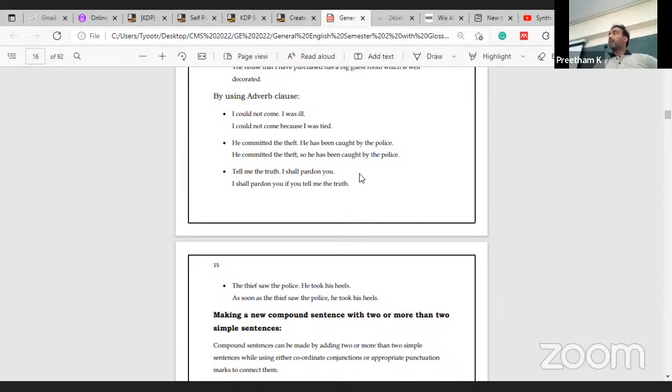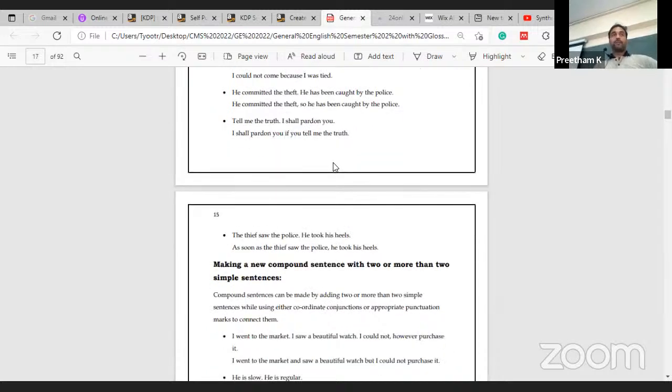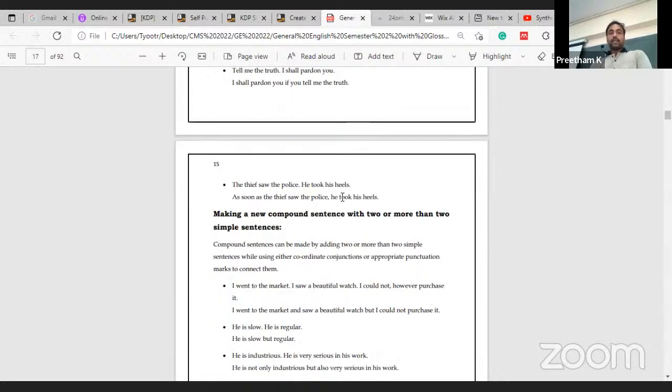Tell me the truth, I shall pardon you. I shall pardon you if you tell me the truth. The thief saw the police, he took his heels. Again, idiom, he took his heels means he ran away. As soon as the thief saw the police, he took his heels. See, again, it leads to confusion here.